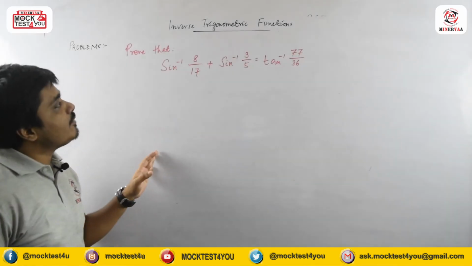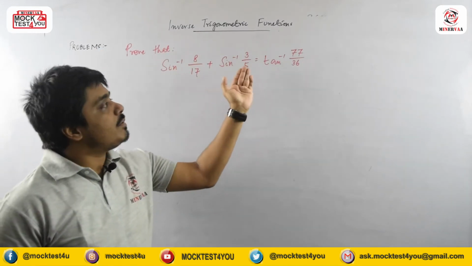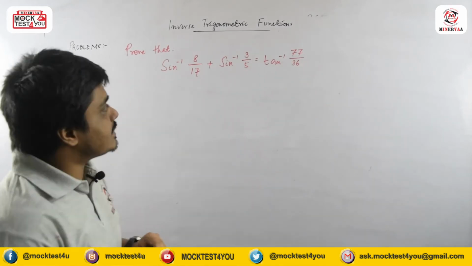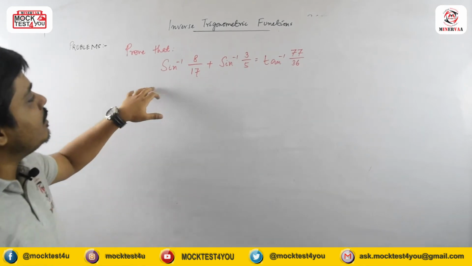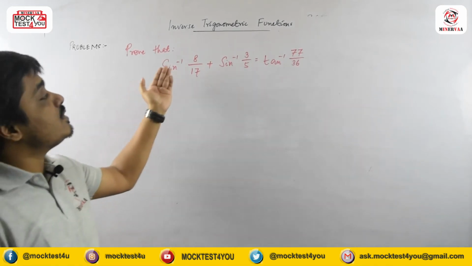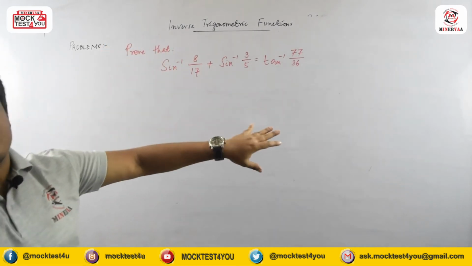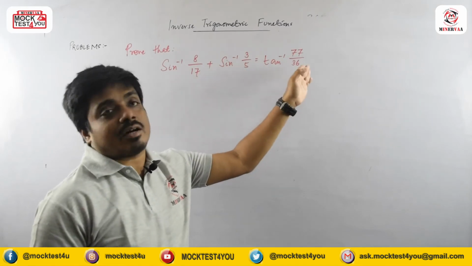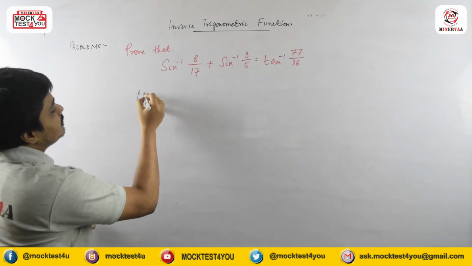So now we have this question. Prove that sine inverse 8 by 17 plus sine inverse 3 by 5 is equal to tan inverse 77 by 36. Now here again you see that we haven't learned a formula for sine inverse plus sine inverse. So what I will do is transform them into tan inverse, and then check whether it matches the right hand side or not. So let us start with the left hand side.